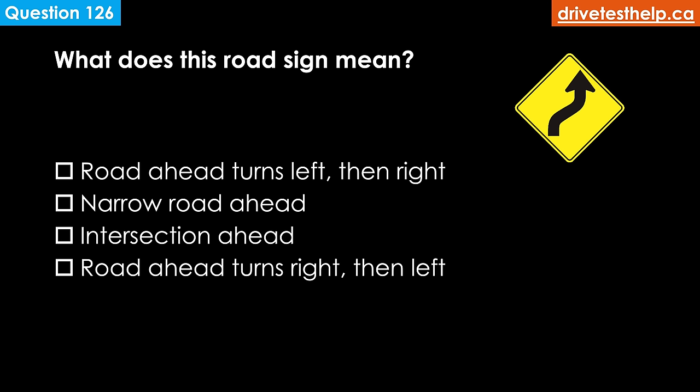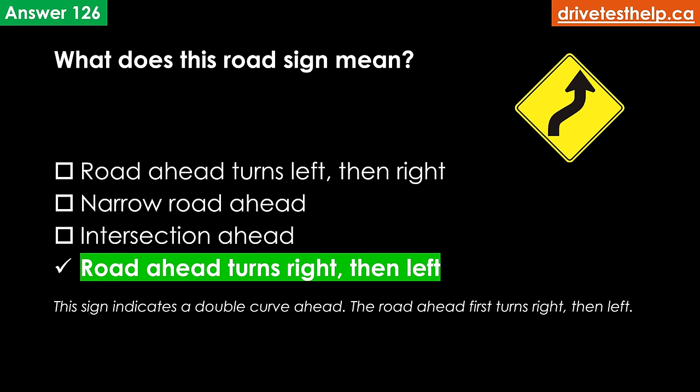What does this road sign mean? Road ahead turns left, then right. Narrow road ahead. Intersection ahead. Road ahead turns right, then left. Correct answer, road ahead turns right, then left. This sign indicates a double curve ahead. The road ahead first turns right, then left.